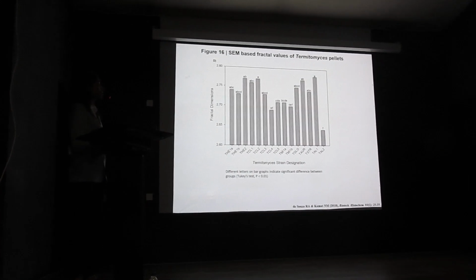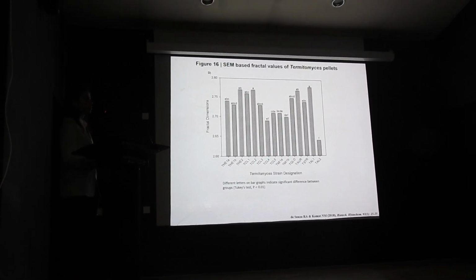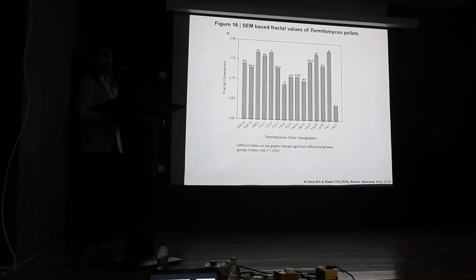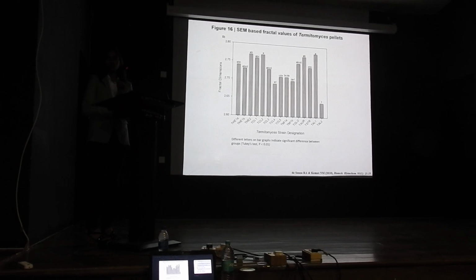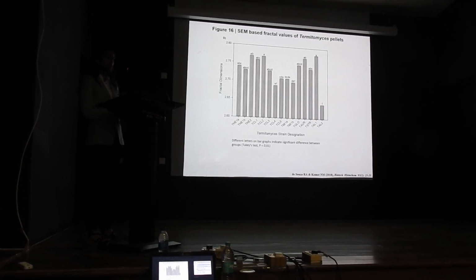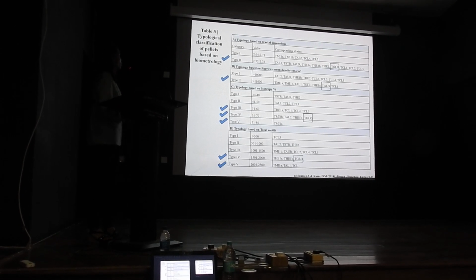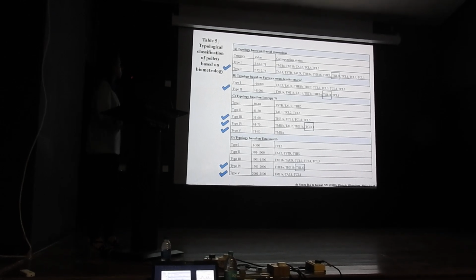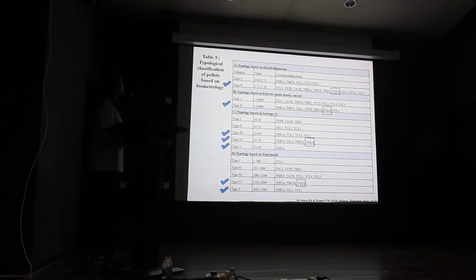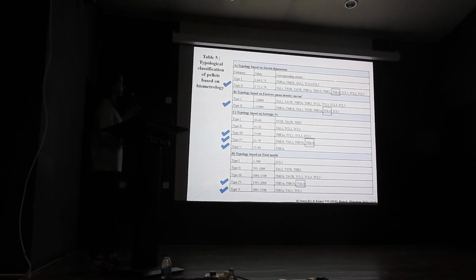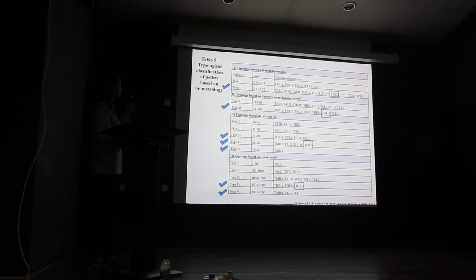And the fractal studies were already done by previous people, and they have also used it to see the branching pattern of these species and give a value according to the complexity. So based on this, a typological classification was done, and we've given different categories based on the values, and we found that the different species fall into different categories.